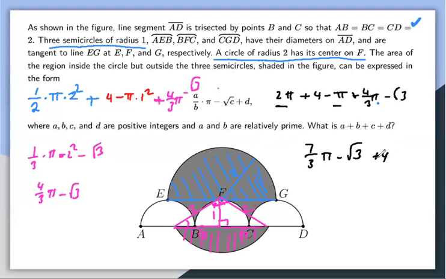So we want to find A, B, C, D. A is 7, B is 3, C is 3, and then D is 4. So that's 10 plus 7. That looks like my answer.